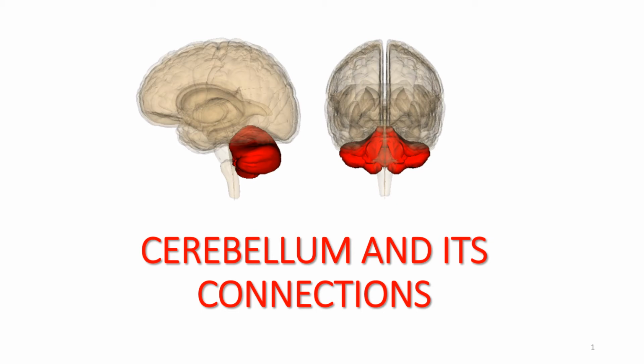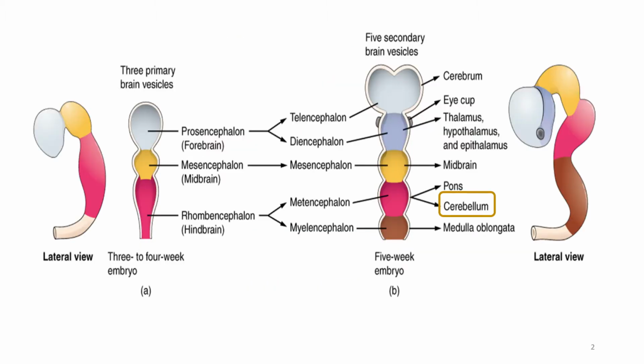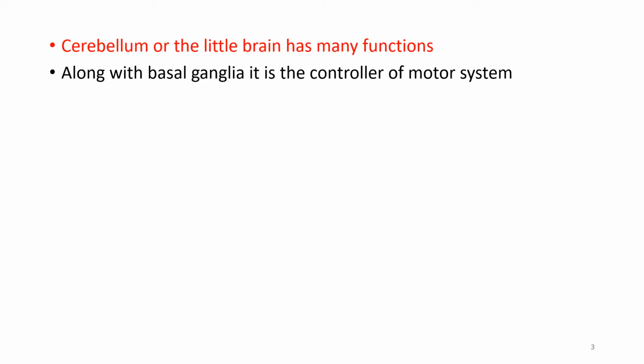Good morning, students. Today our topic of discussion is the cerebellum and its internal and external neural connections. The cerebellum is formed from the metencephalon part of the hindbrain, or rhombencephalon, of the developing neural tube. The cerebellum, or the little brain, has many functions.